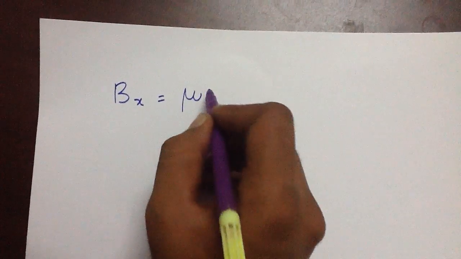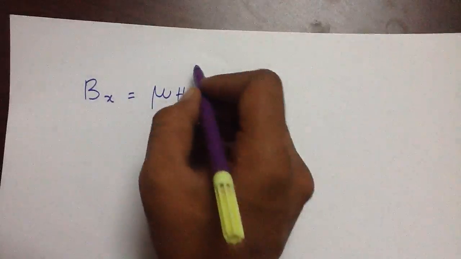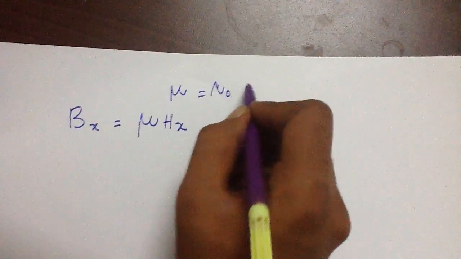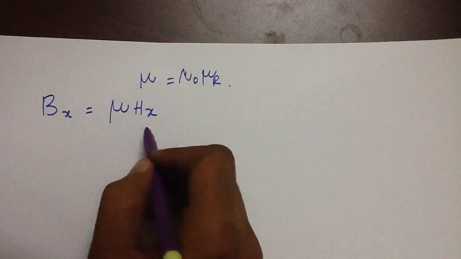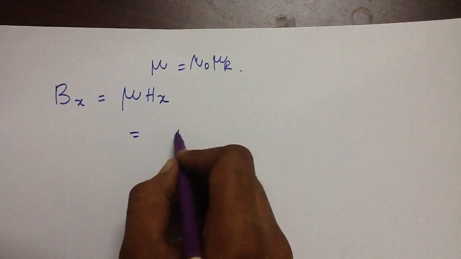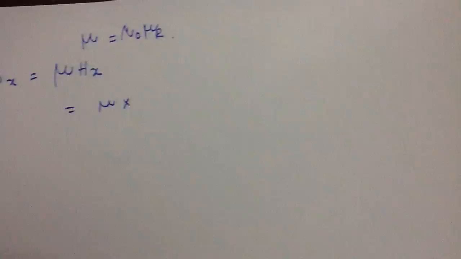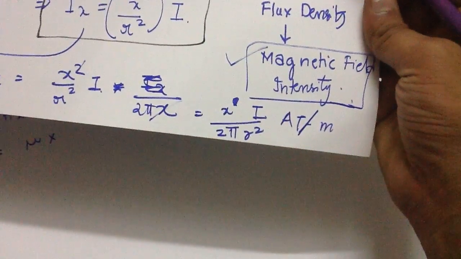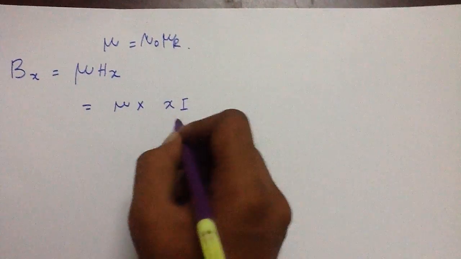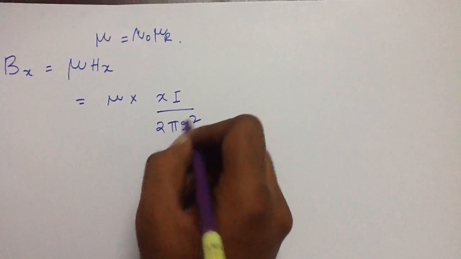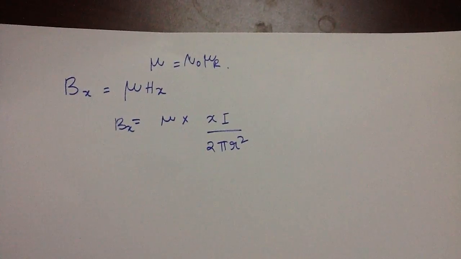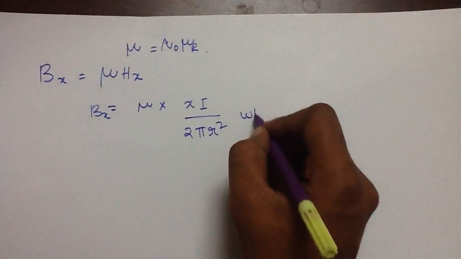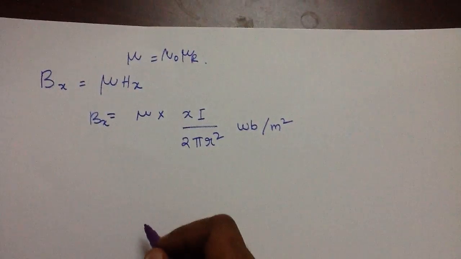We know that Bx is equal to mu Hx, where mu is equal to mu naught mu r. However, for this step, we'll just have mu into Hx. So this is equal to mu into, remember the value of Hx from this? Ix by 2 pi r square. So this is the value of Bx, and the units are Weber per meter square.